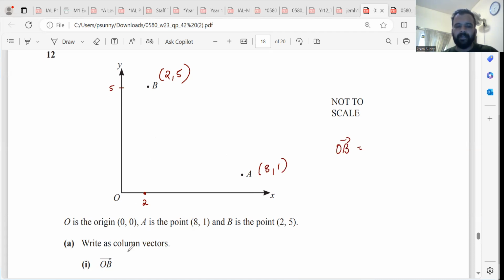So therefore, column vector OB means starting point is O and the ending point is B. Starting from O and ending at B, I can move only horizontally or vertically. These are the only two directions that I can move, no slanting. So here I can move 2 towards right, and then 5 up.